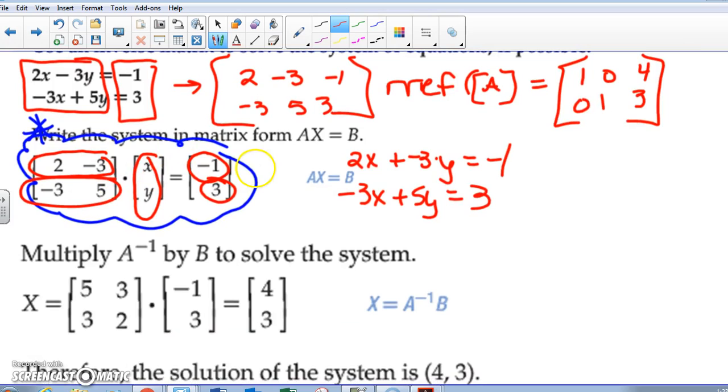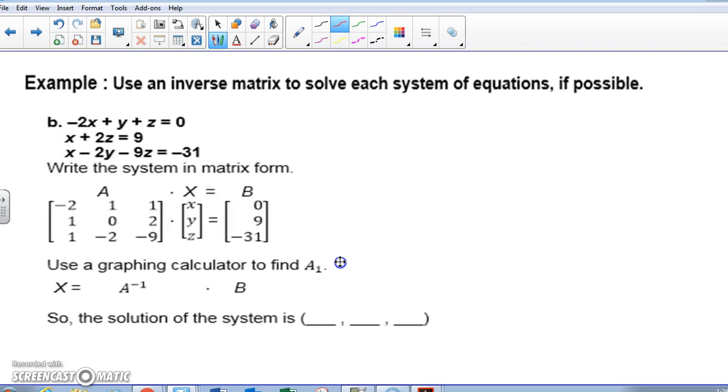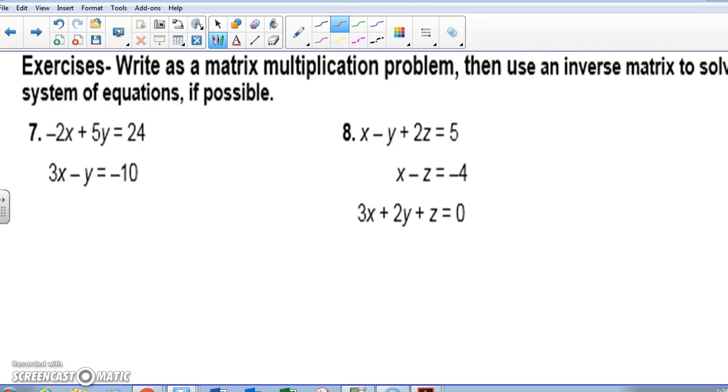All right, once you set it up as a matrix multiplication, then you're going to put this in A in your calculator, and you're going to put this in B, and you're going to type inverse of A times B, and it's going to give you the answer for X and Y.